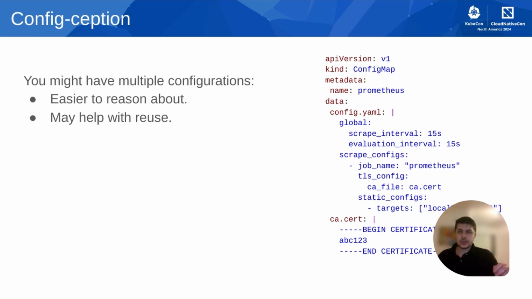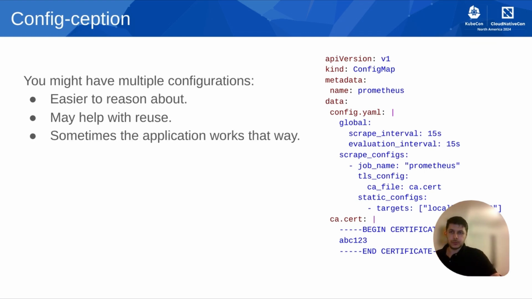Why might you do this? It might be just easier to reason about. You have several sort of independent configurations. It's a lot easier to keep track. It might help with reusing things if you use this certificate in various parts of your configuration. You can just simply extract it into another file, and you can refer to it multiple times. Sometimes you have to do this because whatever application you're using works that way. It needs multiple configuration files.